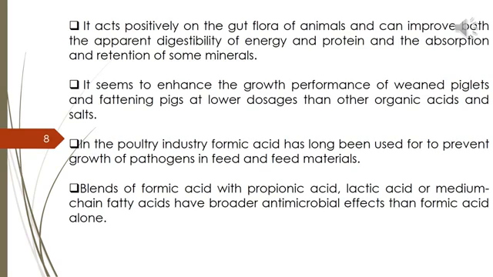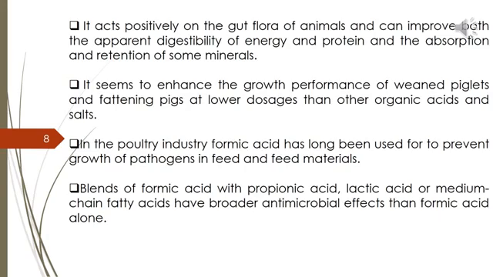In the poultry industry, formic acid has long been used to prevent the growth of pathogens in feed and feed materials. So along with piglets, in the poultry industry also, formic acid has been used to prevent growth of pathogens in feed and feed materials both. Blends of formic acid with propionic acid, lactic acid, or medium chain fatty acids have broader antimicrobial effects than formic acid alone.